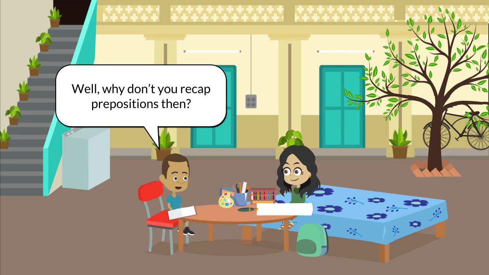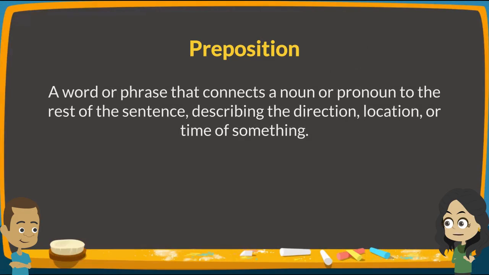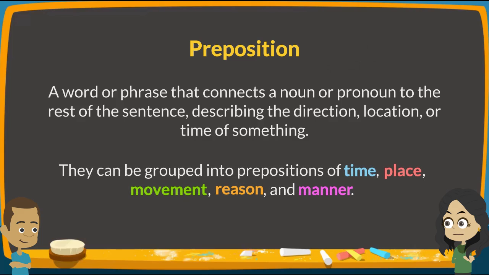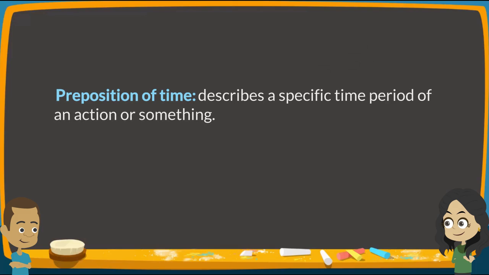Well, why don't we recap prepositions then? A preposition is a word or phrase that connects a noun or pronoun to the rest of the sentence, describing the direction, location, or time of something. Prepositions can be grouped into prepositions of time, place, movement, reason, and manner.